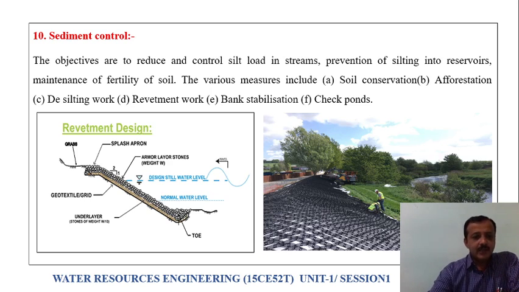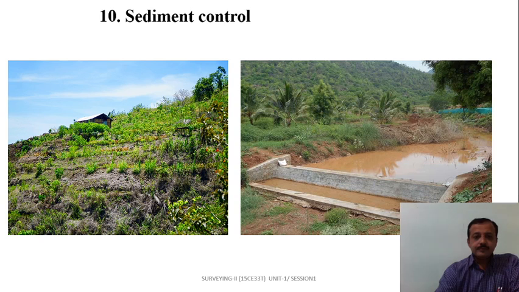This can be done by revetment in slopes. Wherever we have slopes, we put a geotextile grid, and over this geotextile grid we put a revetment so that the slope is protected. The soil erosion in the slope will be reduced. Whenever the soil erosion is reduced, the sediment movement will be controlled. This is the sediment controlling.